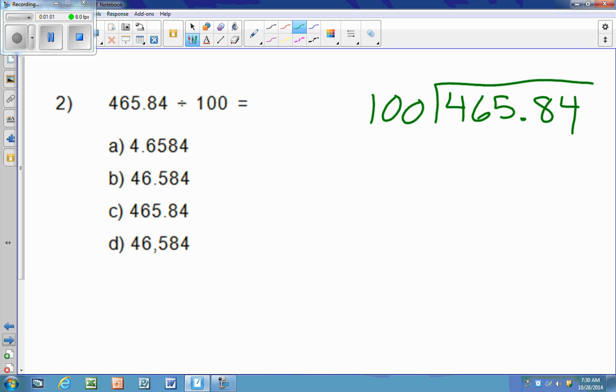So instead of solving it this way, I can look and say that I'm dividing. When I divide, I move my decimal to the left so that my answer gets smaller. Since there's two zeros in here, I know I have to make two jumps. So I jump 1, 2, and I rewrite my number so it's easier for me to find my answer. And when I look down, I find that my answer is letter A.